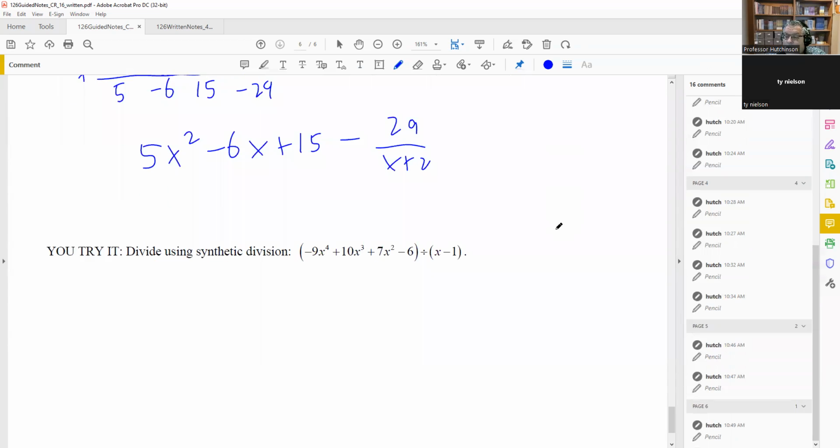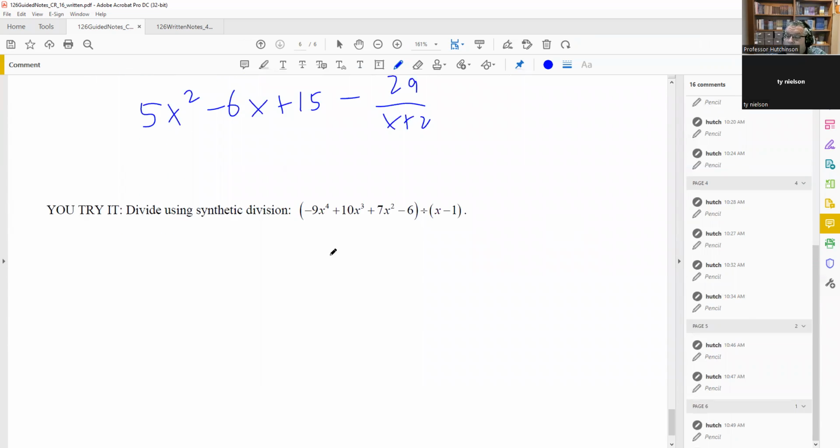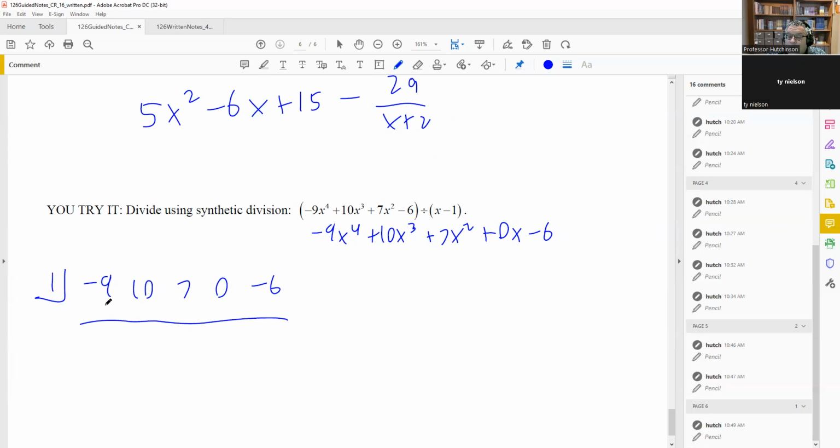And then we have a last try-it problem for you. This one, we have a 4, a 3, a 2. We're missing the x term, so we have to do -9x to the 4th plus 10x cubed plus 7x squared plus 0x. We need a 0 placekeeper in there, minus 6. That's a minus 1, so we want to put a positive 1 inside the box. We have -9, a 10, a 7, 0, negative 6.